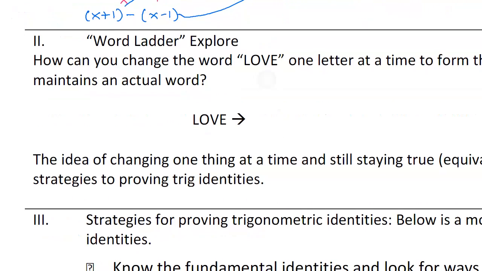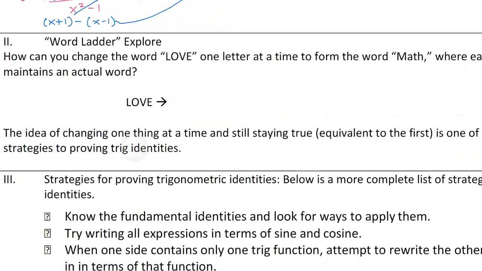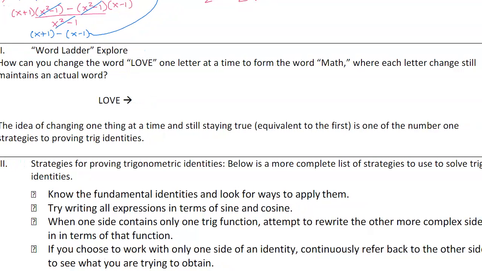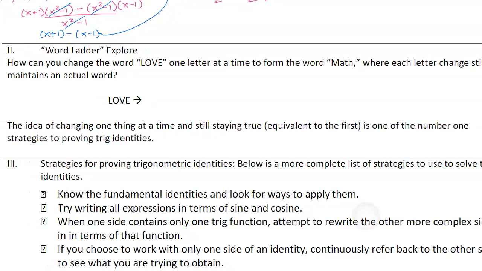All right. So now we are going to do this next little example, which is kind of just helping us to organize our thoughts, like the process behind doing these proofs. We're going to apply this to something that we can maybe relate to a bit more. We have this little expression here that says, how can you change the word love one letter at a time to form the word math, where each letter change still maintains an actual word. So you still have to keep writing words here.